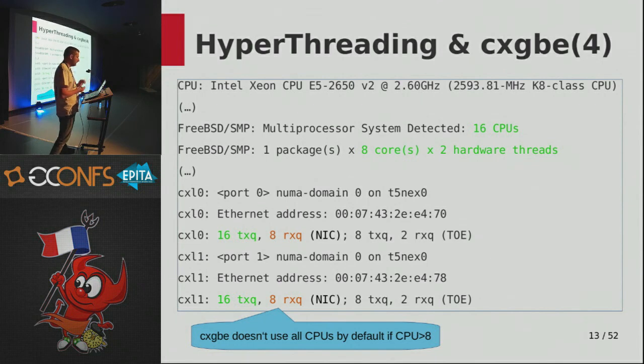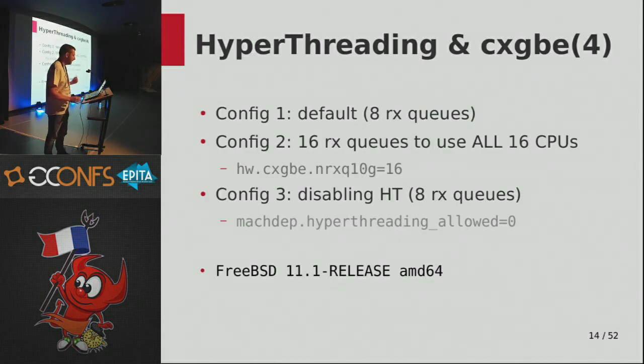Then here, I say, okay, here is my first bench. How am I doing the bench? I'm creating 3 configuration sets: one with the default values, a second one where I force my Chelsio card to use the 16 available queues, one per CPU, and the last one where I simply disable HyperThreading. For all my talk, I will use FreeBSD 11.1 release.